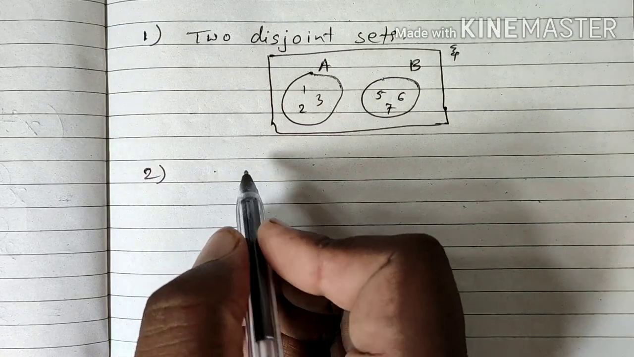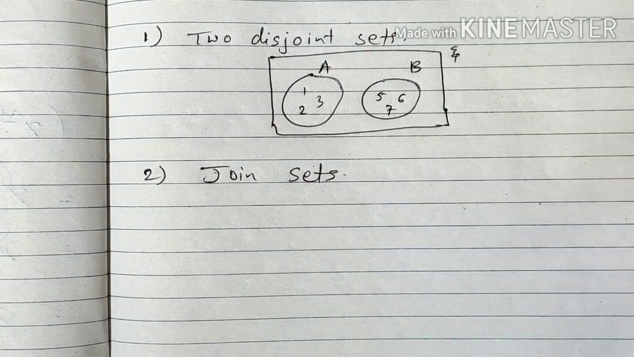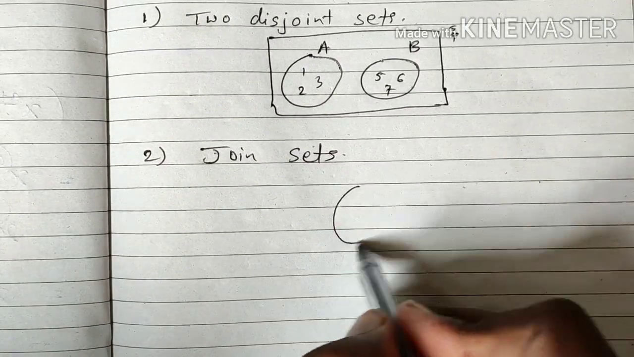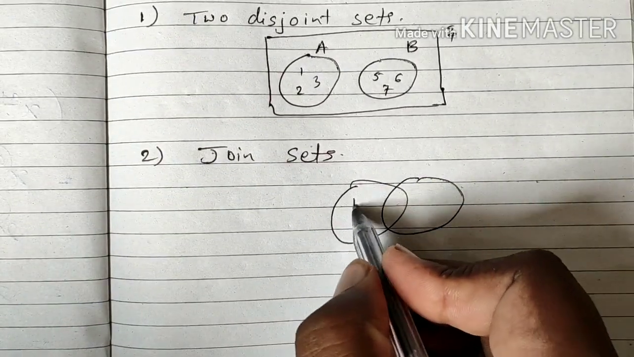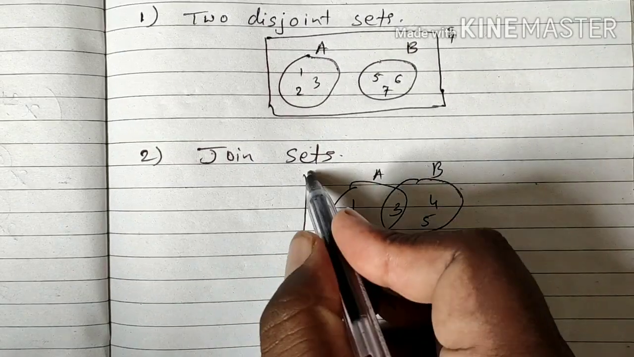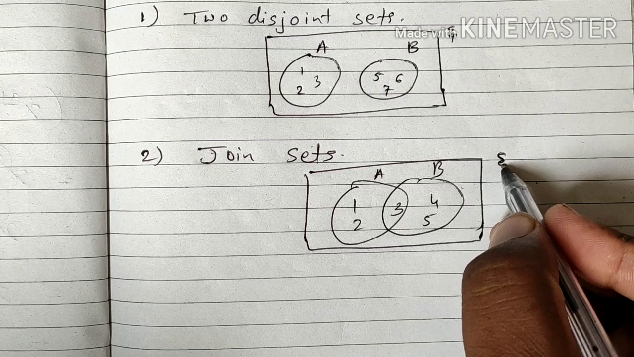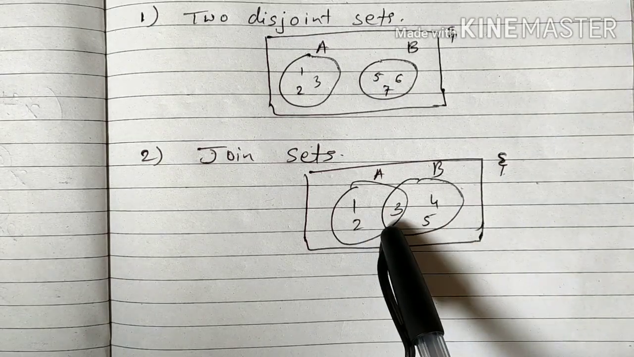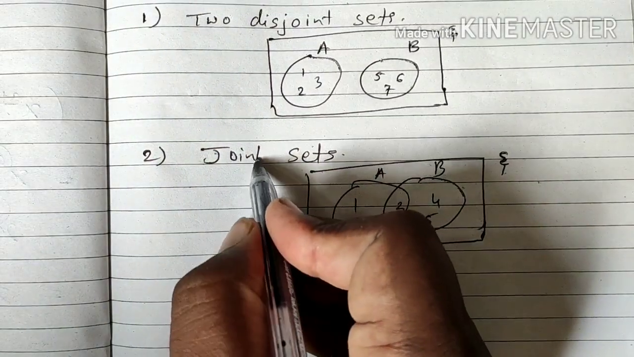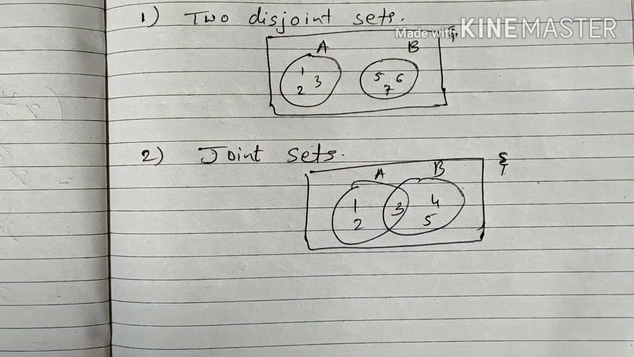Next, joint sets. So as we have discussed earlier, joint sets means what? Between the two sets something is common. Okay. So if we represent like this, 1, 2, 3, 4, 5. This is the A set, this is the B set. So what we can say, between the A and B set, which element is common? 3 is common for both. So that is called a joint set. Okay, joint sets.